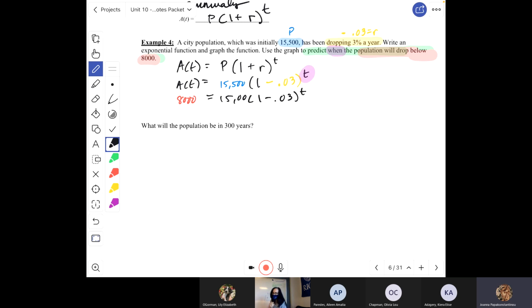So can we put this into the calculator and answer that question? Now you can do this using a graph, right? So I could put y equal 15,500 times 1 minus 0.03 to the t, and I'm going to get growth or decay. I'm going to get decay, right? So I know it's looking like that. So it's starting at 15,500 and I'm decaying. So I want to know when it gets below 8,000.